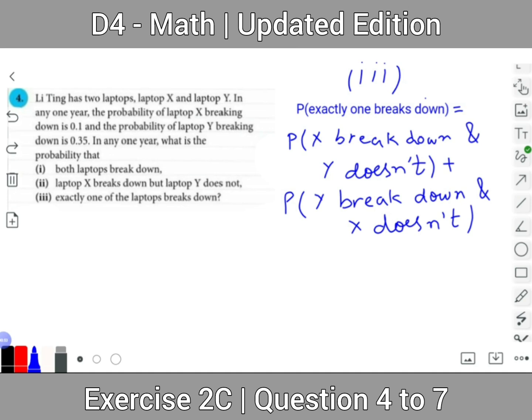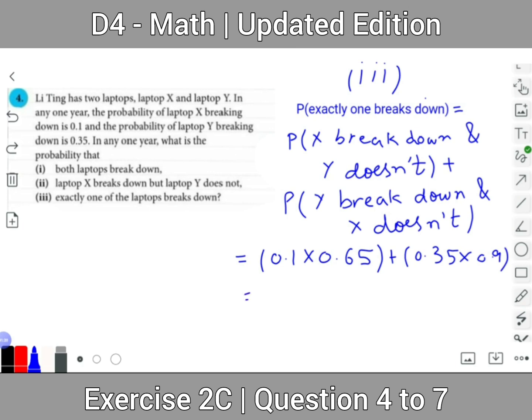So for this, the probability of X breaking down is given, and that is 0.1. And since the probability of Y not breaking down we found in part 2, and that was 0.65, plus the probability of Y breaking down is 0.35. For X not breaking down, we just have to take away the probability 0.1 from 1, and it will give us 0.9.